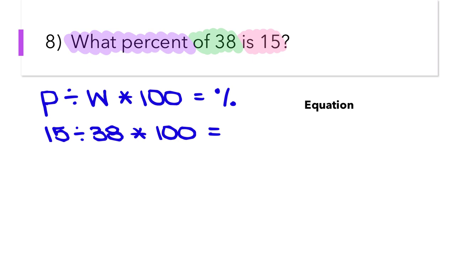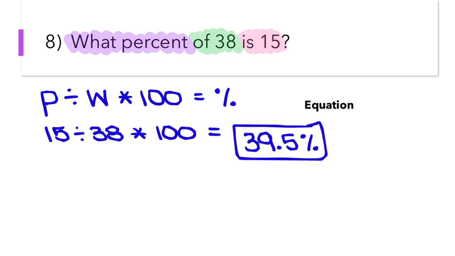39.5. 39.37. 15 divided by 38 times 100. Yeah, 39.5. And it is a percent, so we do need to make sure that we put the percent sign with it. I got it right. Huh? I got it right. You got it right? I got it correct.